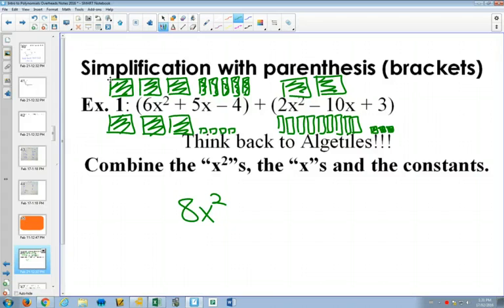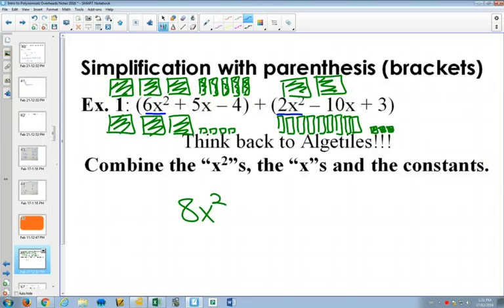Do we actually have to draw all this? No. If you can do this in your head, that's going to be way better for you, because drawing it out gets kind of annoying, especially when you deal with big numbers. We have 8x squareds. We can put those together because the 6x squared and the 2x squared are like terms.